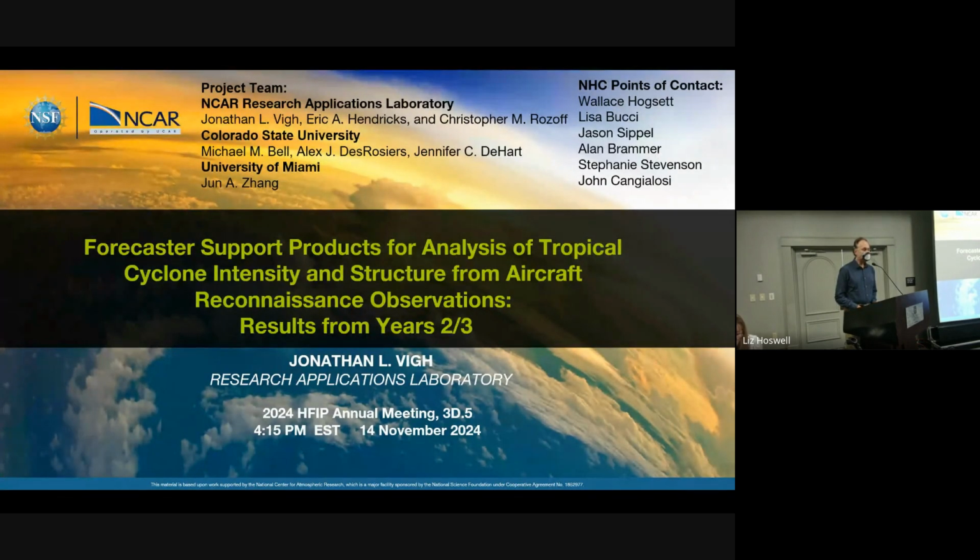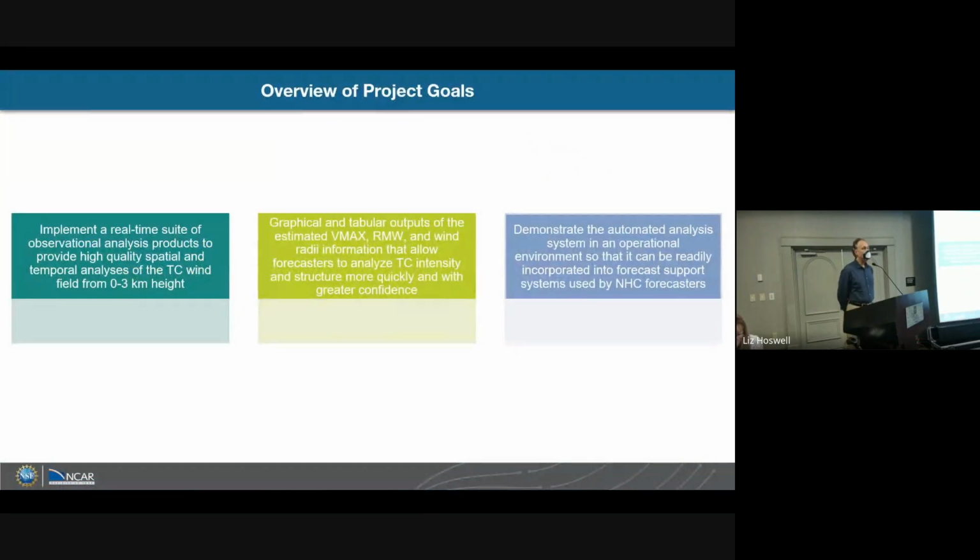So next slide. Just launching in, the overview of this project is to implement a real-time suite of observational products, basically to support the forecasters at NHC. So this is something quite different.